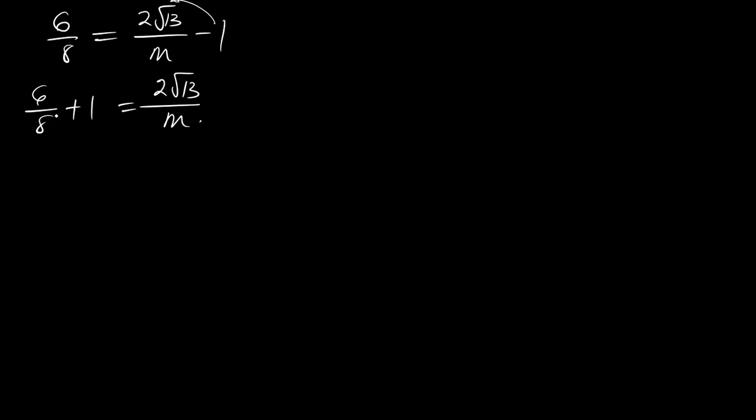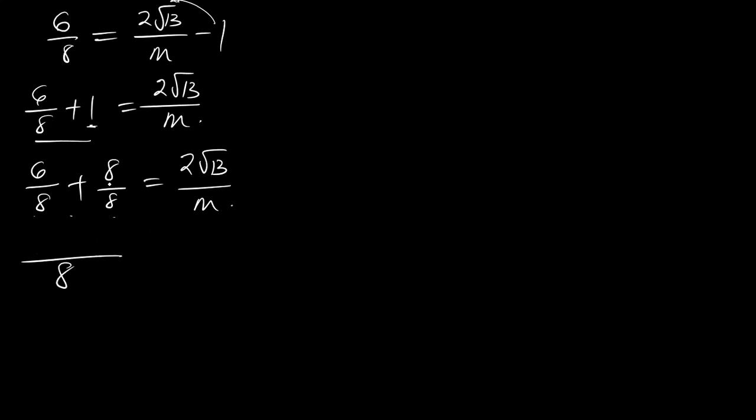Now, this expression is the same thing as saying 6 all over 8 plus 8 all over 8, since 8 divided by itself is 1. So you have 2 root 13 all over m. Now, the denominators are the same, you just say 8. If the denominators are the same, you add the numerators, which will give you 14. So this is equal to 2 root 13 all over m.